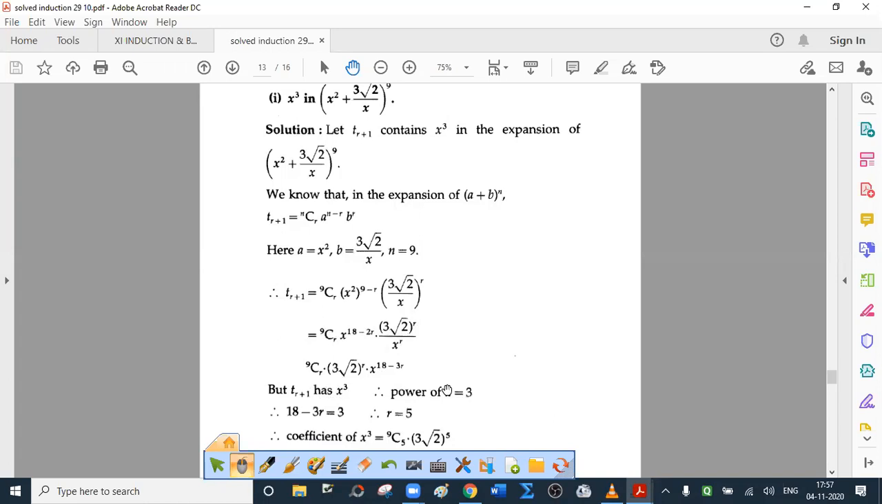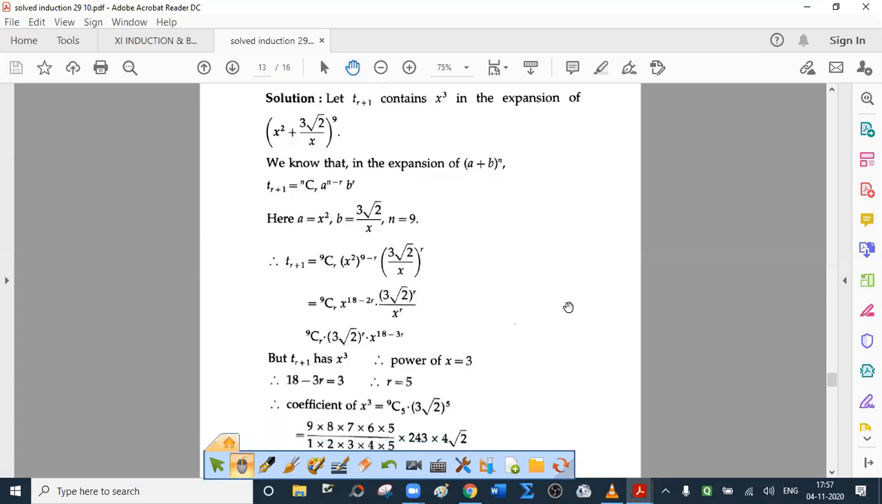So power of x must be 3. So equate 18 minus 3r with 3. That gives me r equal to 5. That is in sixth term. Sixth term is in x cube and we have to find its coefficient. So what is the coefficient then?